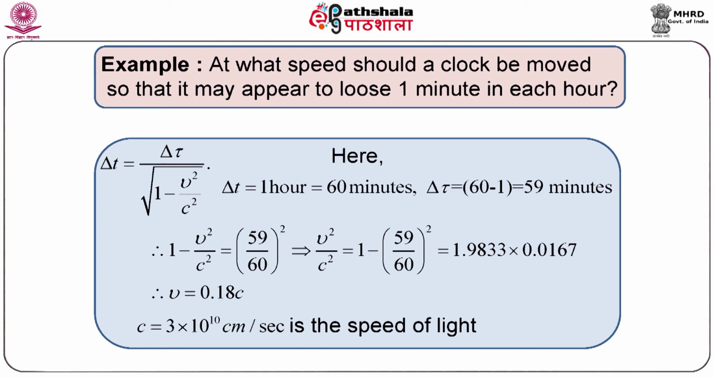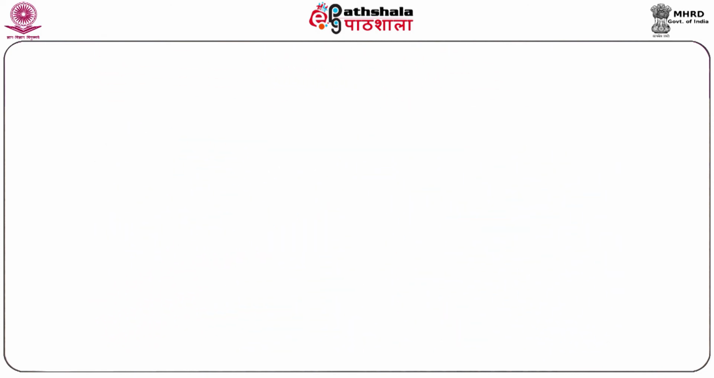This is again of the form a squared minus b squared. Using the formula of a squared minus b squared, we get this result. Taking the square root and multiplying by c, we get v equal to 0.18 into c. C is 3 into 10 to the power 10 centimeter per second. This gives the speed of light.